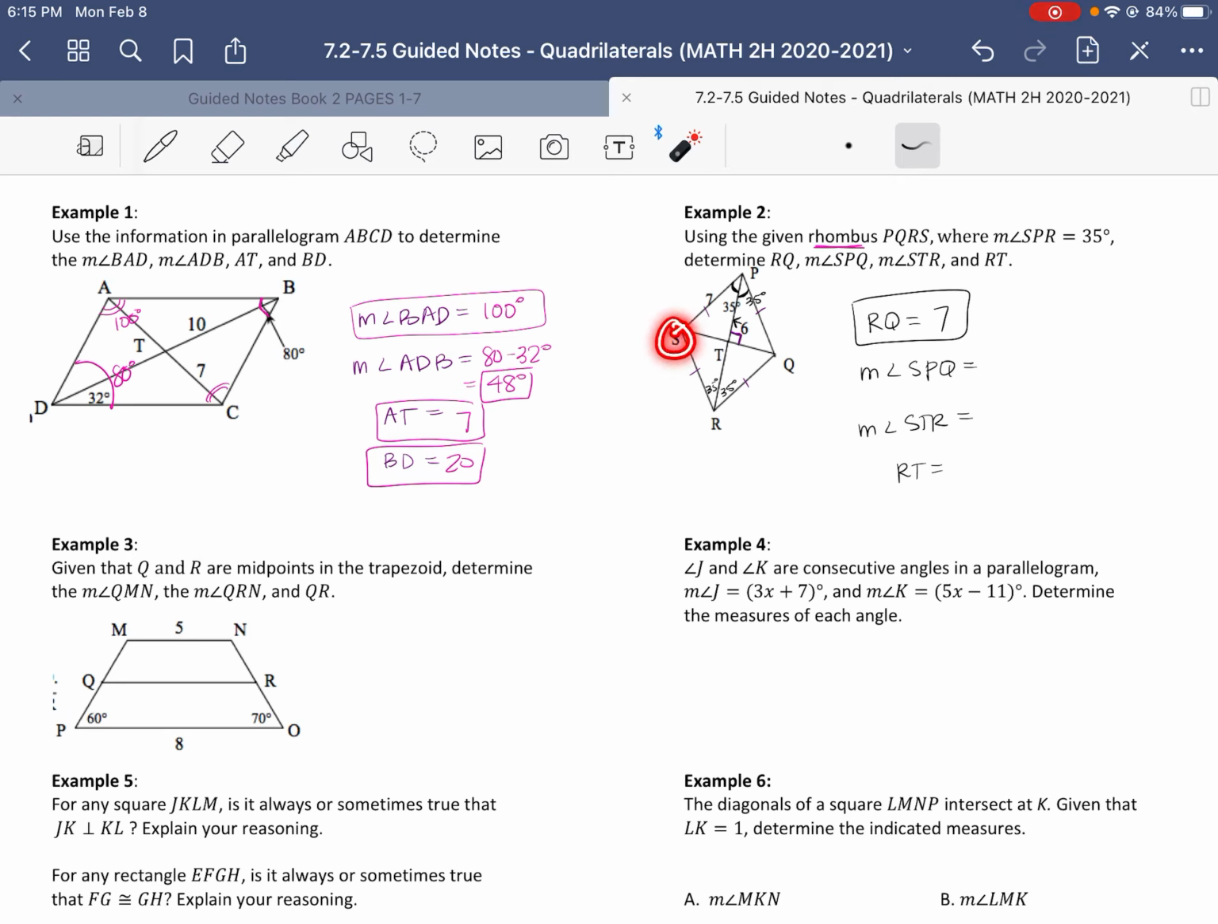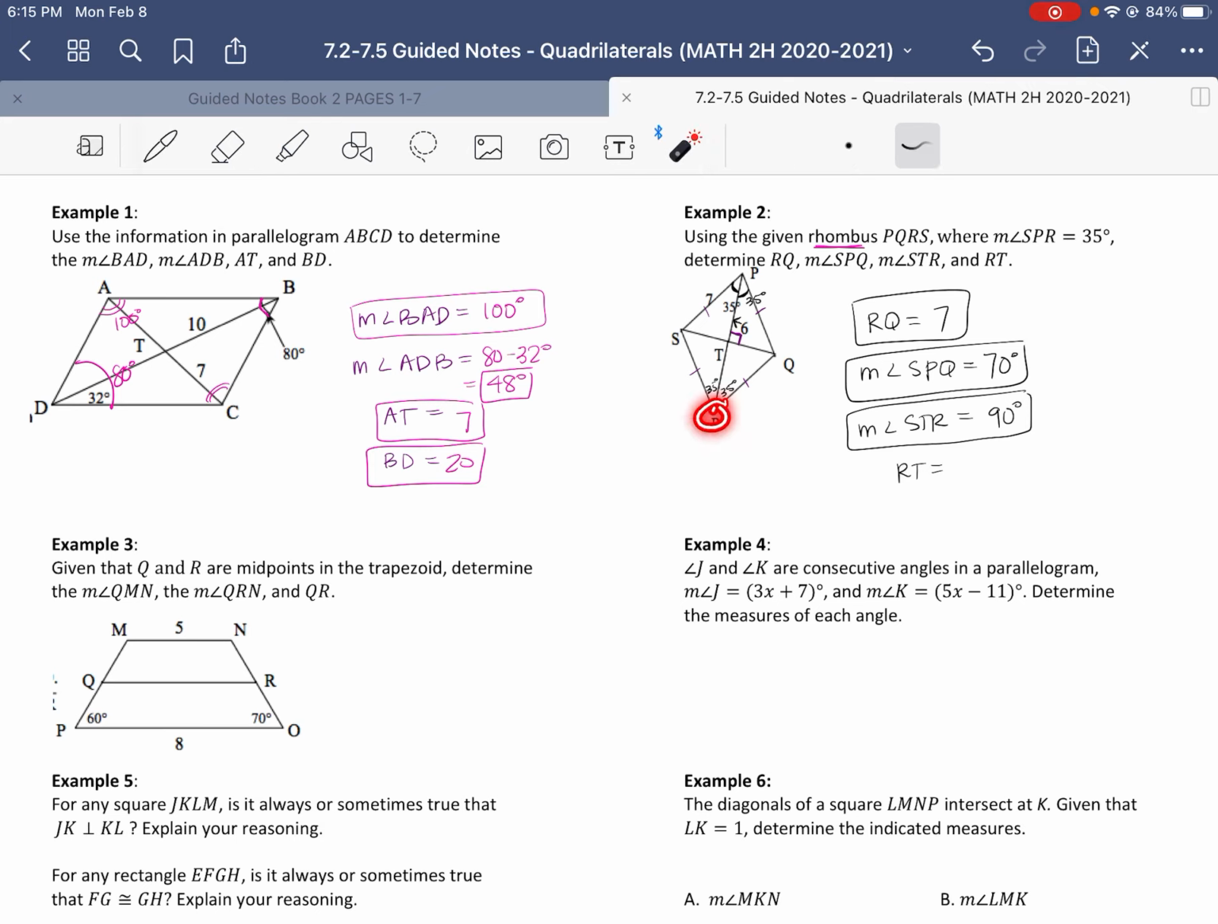Measure of SPQ, so we're going from S to P to Q, so it's that whole angle on the top, and we just talked about if this is 35, this is also 35, so if we add those together, that would give us 70 degrees. The measure of angle STR, so S to T to R, we're looking at would be 90 degrees because those are perpendicular, right? All the diagonals are crossing at a 90-degree angle.